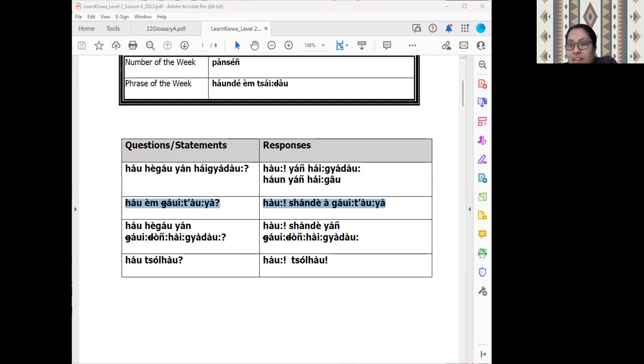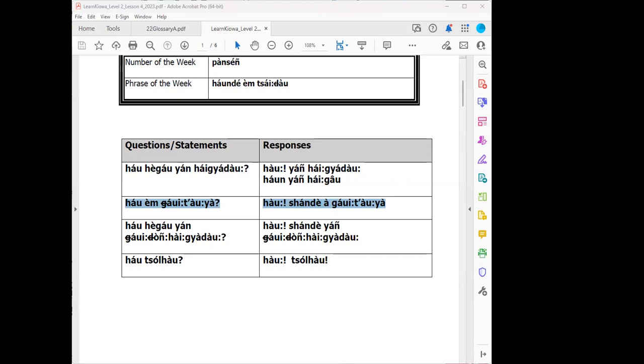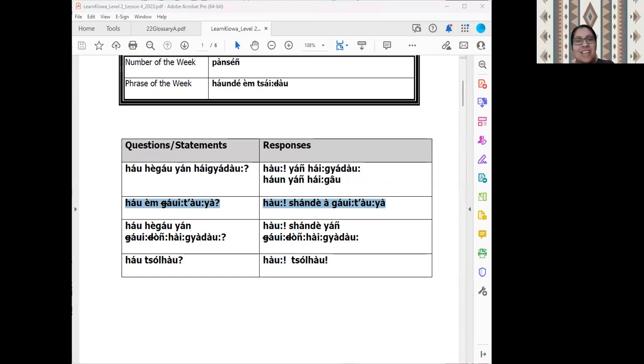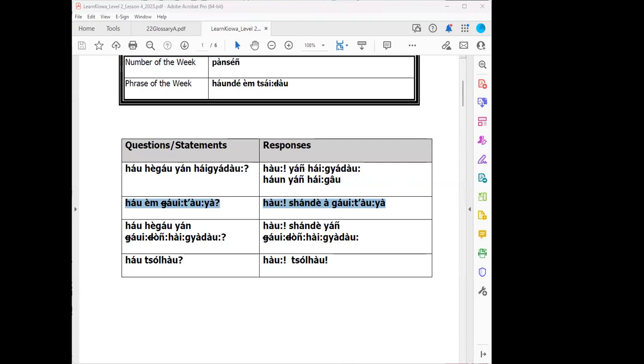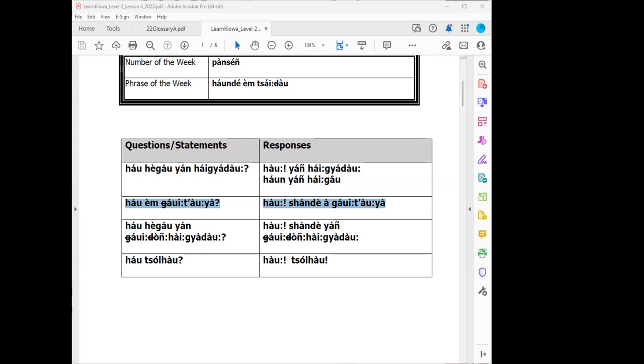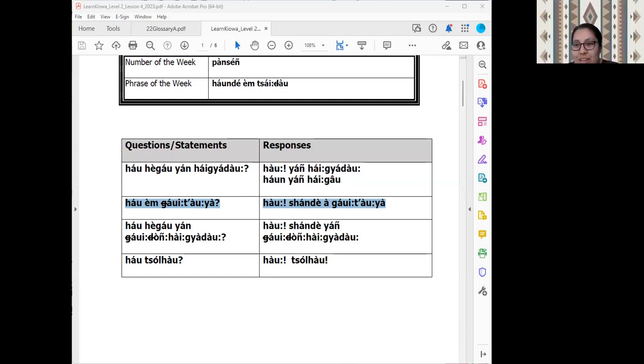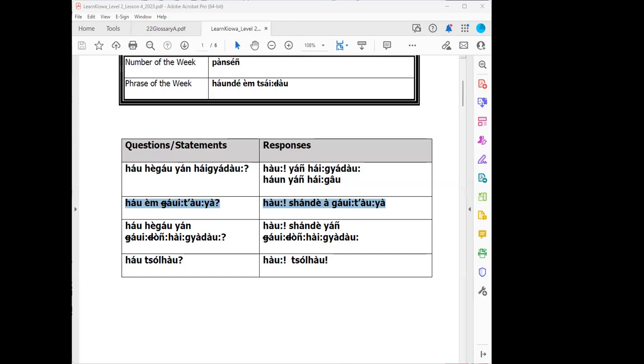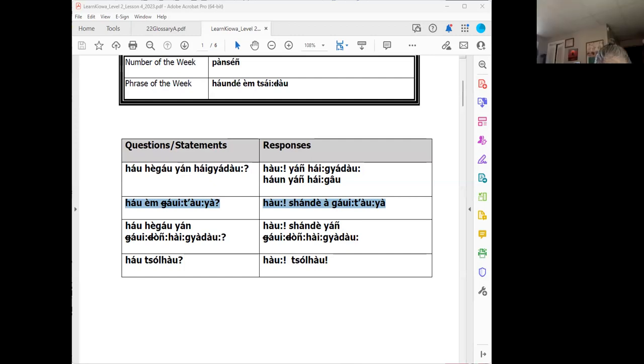Let's see. Cody, did your audio? Yeah, I think it doesn't work on my laptop for some reason, but it works on my phone. Awesome. We can hear you loud and clear. The second one, right? Ha em goit aya. And then ha shande a goit aya. Awesome. Ramon? Ha em goit aya. Ha shande a goit aya. Awesome. Okay. And I'm just putting it in the chat so I can remember who goes.